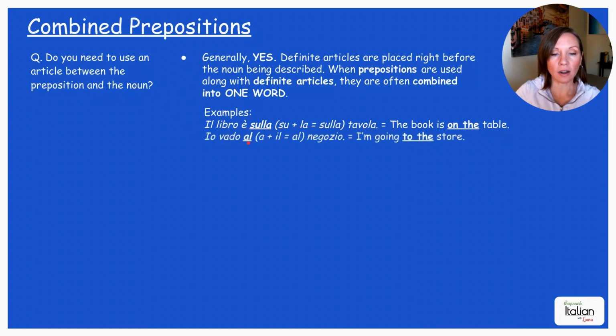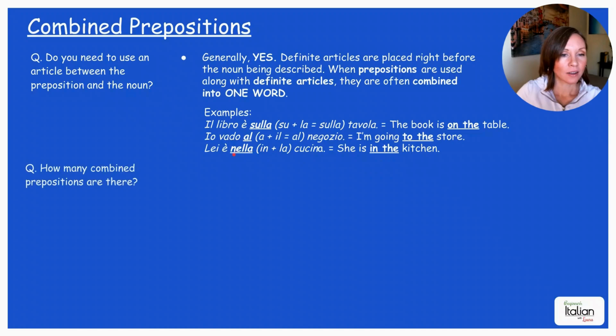Io vado al negozio. I'm going to the store. So we combine a and il to form al. So al negozio. Or lei è nella cucina. She is in the kitchen. So we combine in and la to form nella. And don't worry, I have a table to explain what they look like when they're combined.